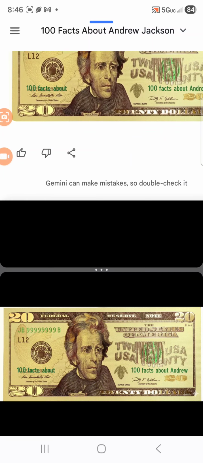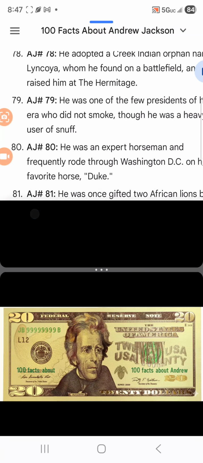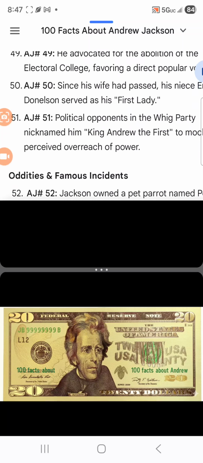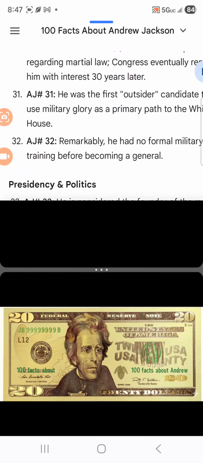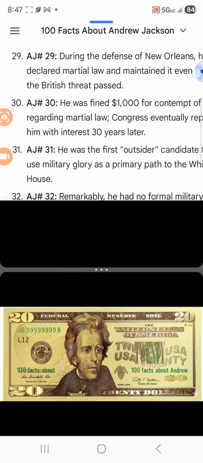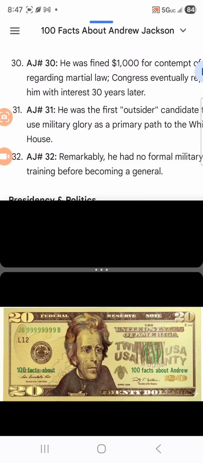AJ number 29. During the defense of New Orleans, he declared martial law and maintained it even after the British threat passed. AJ number 30. He was fined $1,000 for contempt of court regarding... Speaking on the martial law thing, another thing he had in common with Lincoln, because Lincoln suspended habeas corpus and Andrew Jackson declared martial law. Regarding martial law, Congress eventually repaid him with interest 30 years later. Wow.